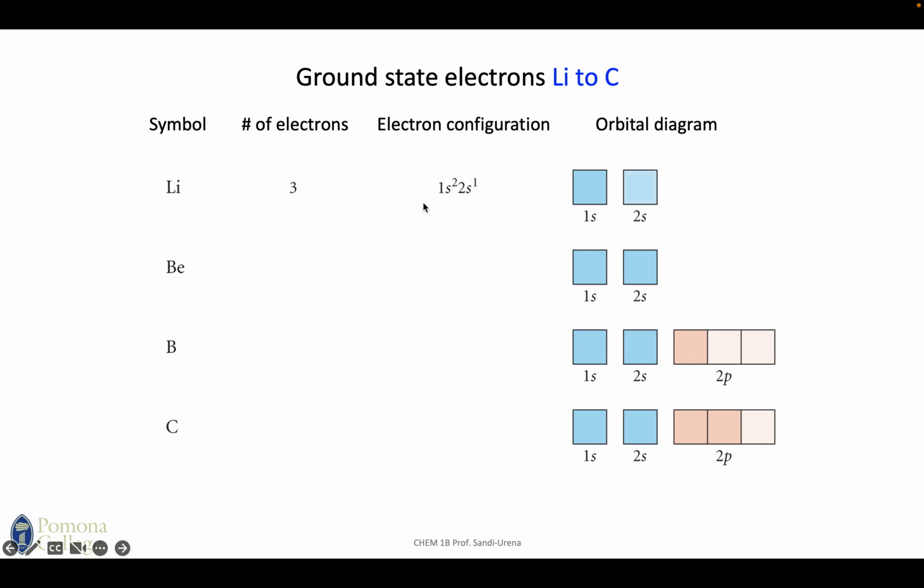I just have here the ground state electron configurations for elements lithium through carbon. You can do this as an exercise at home. We have the number of electrons, and again, the number of electrons must be equal to the sum of the superscripts here, because the superscripts represent electrons.